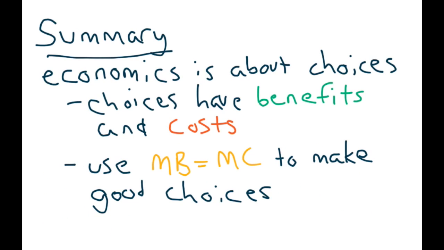So in summary, economics is about choices. All choices involve trade-offs. They involve benefits, which I like to make green because it's Christmassy, and costs I like to make red because it's Christmassy. So all choices involve benefits and costs. When you're trying to figure out how to balance those benefits against costs, you use marginal benefit equals marginal cost. And there's a good reason for this rule. We didn't just pull it out of thin air. So remember the logic behind why we use MB equals MC, and remember all the different many applications.